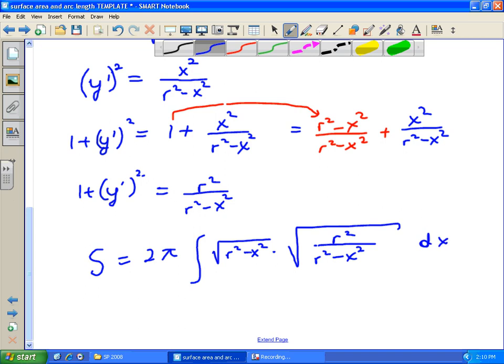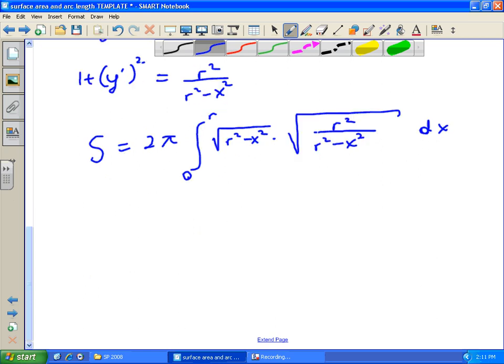Now, this may look like a really complicated integral, but you won't believe how much it's going to simplify in the next step. As a matter of fact, I'd like to see if you guys can suggest how I could simplify this a little bit. Look at those r squared minus x squareds. There's no need for u sub or anything. It's going to simplify tremendously in the next step.